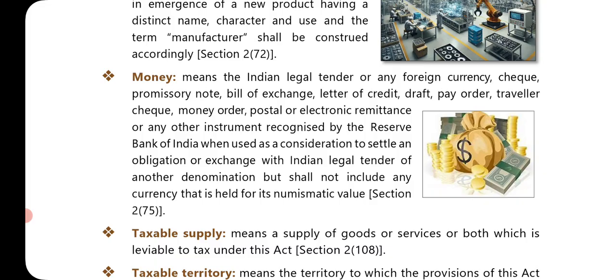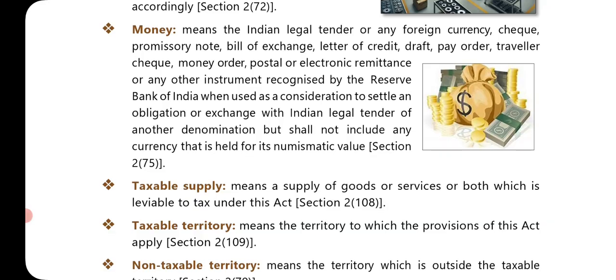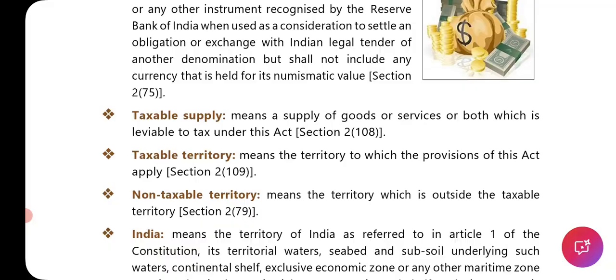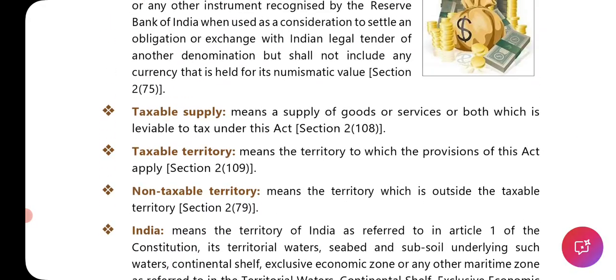So they are talking about money. It includes your Indian legal tender, okay, currency or any foreign currency, or check, or promissory note, or bill of exchange, or letter of credit, draft, pay order, traveler check, money order, postal or electronic remittance, or an instrument recognized by the RBI when used as a consideration to settle an obligation or exchange with Indian legal tender of another denomination, but shall not include any currency that is held for its numismatic value.